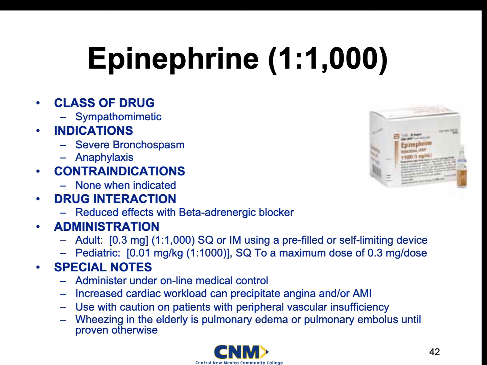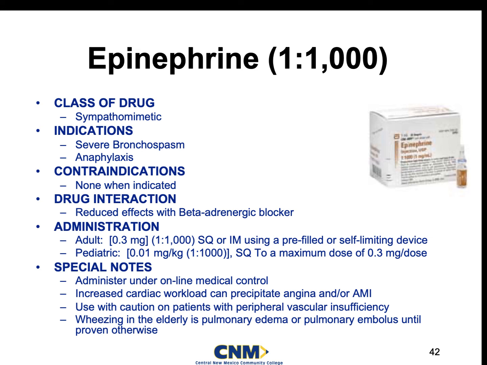Why are we giving this? We're giving this for severe asthma attacks, or what we call severe bronchospasms, or anybody that is in anaphylaxis. Okay, anaphylaxis is a very severe systemic allergic reaction. We're going to talk a lot more about epinephrine once we get into our respiratory chapter. Contraindications, there are none. You cannot be allergic to adrenaline. It is produced naturally in your body, and that's basically what this is, just a shot of adrenaline.